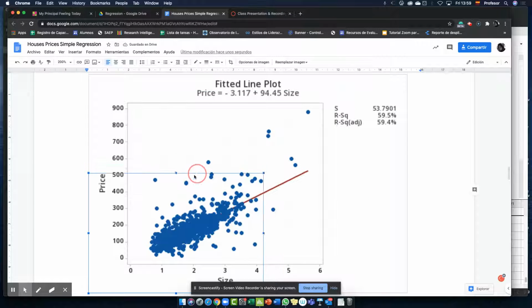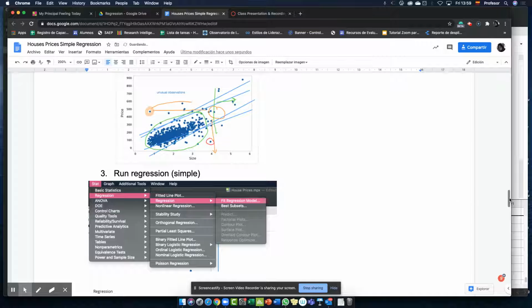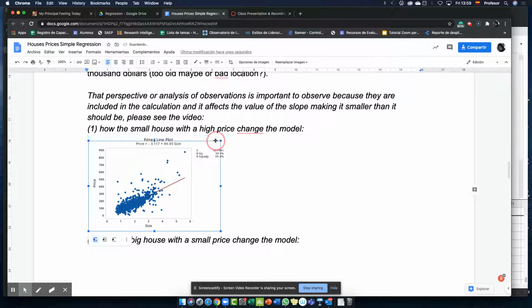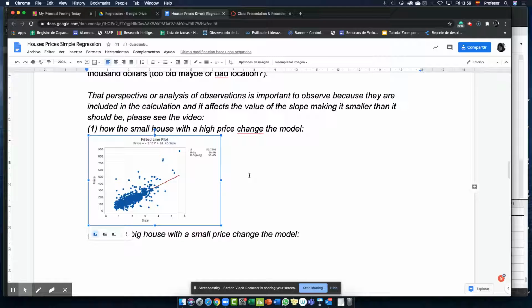So we already knew that we have an increment of $94.45 thousand for every 1,000 square feet increment, and the level of explanation was 59.5%. So what happens if we remove this unusual observation we have here?